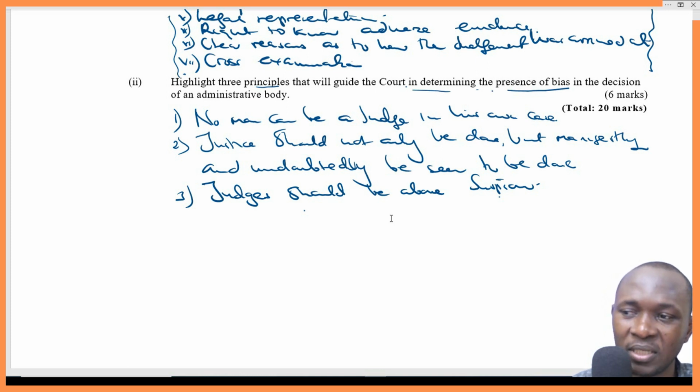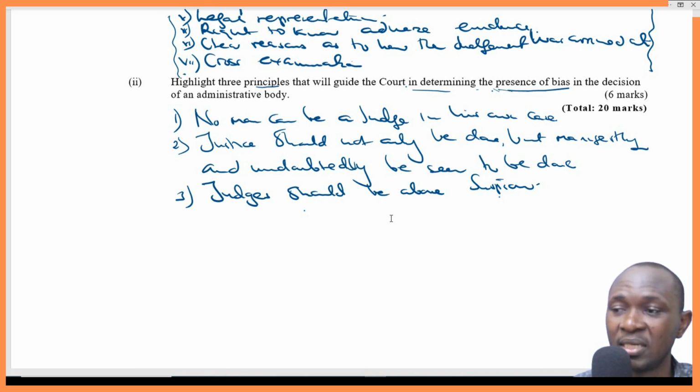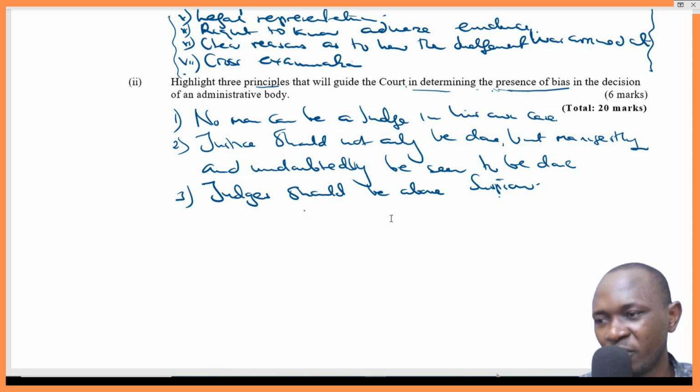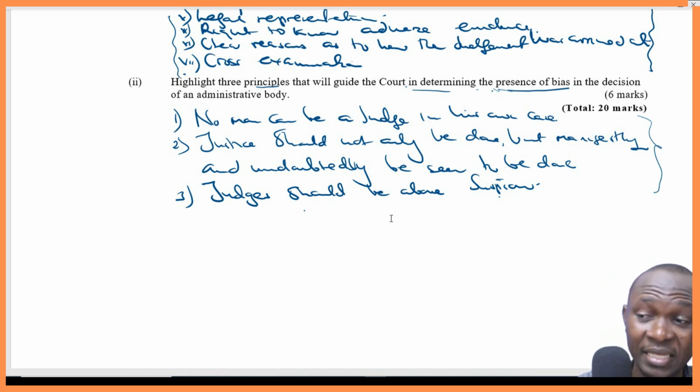The general rule is that anybody who has an interest in the case before him, whether monetary or in the form of the subject matter, should not preside over that case. And these are some of the principles that will be used to determine whether he has an interest in the case or not.